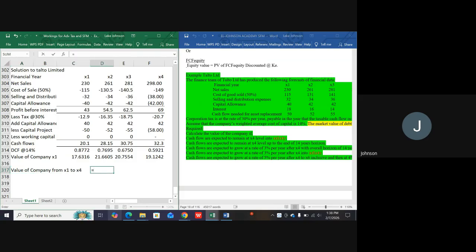We now say sum, open our bracket. We now come here and select the range. Oh, sorry, from here. So we now close our bracket. We click on enter. Yeah, so this is the value of our company from that period. So this is the value of our company from X1 to X4.